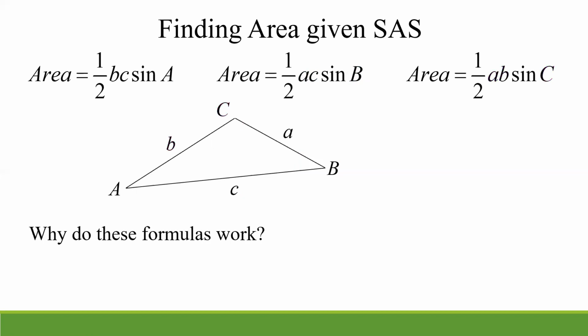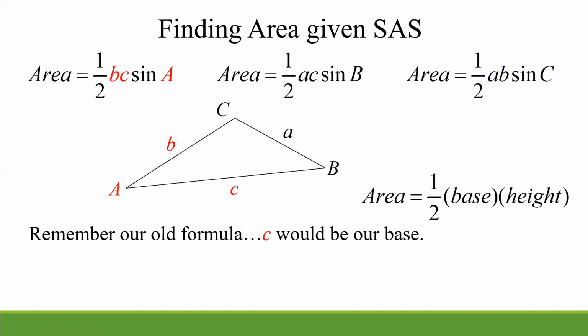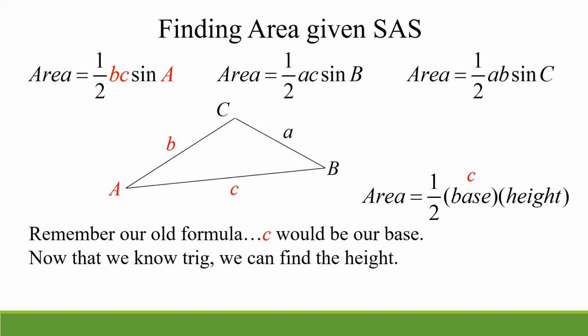Now, I do want to go through a real quick proof of why this works. I'm going to use that first one, although I could have used any of the angles. Notice over here on the right, I put our old formula, 1/2 base times height. So if we have this triangle, C is our base. That's the bottom side. So that already becomes our base, so that's all set. But now that we know trigonometry, and of course we didn't know trigonometry back when we did the old formula, we can find the height by doing our old friend SOHCAHTOA.